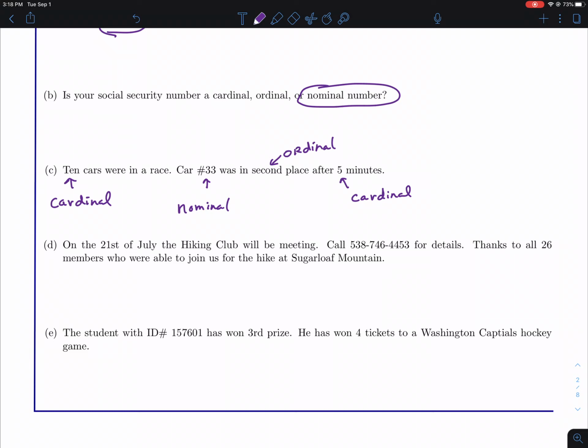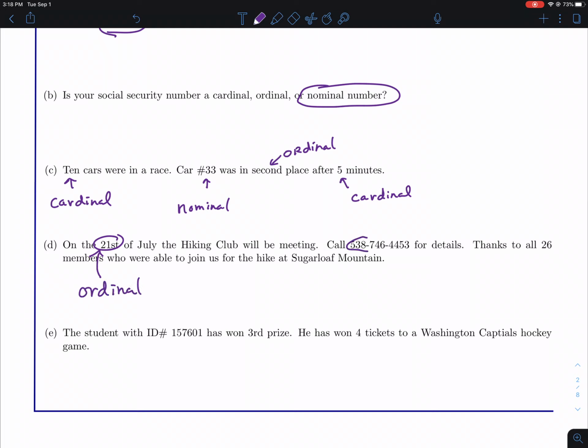So on the 21st of July, the hiking club will be meeting. Call blah, blah, blah for details. Thanks to all 26 members who were able to join us for the hike at Sugarloaf Mountain. So again, the 21st is going to give us a ranking because it's an order. So think of dates as orders. Years, calendars, stuff like that, they'd all be orders. So that would be an ordinal number.